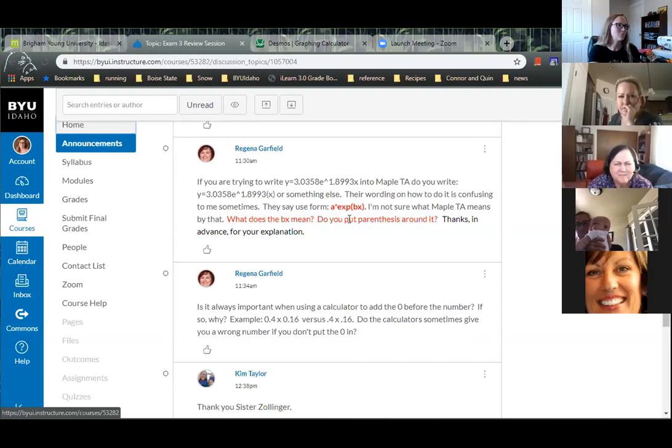When you put that in Maple TA in their example form, the a part of that will be the 3.0358. Okay, that's your a. Then the exp is representing e in our equation, and so that's just replacing e. And then the bx is what it's raised to the power, and so the b would be the 1.8993, and then x is just x.